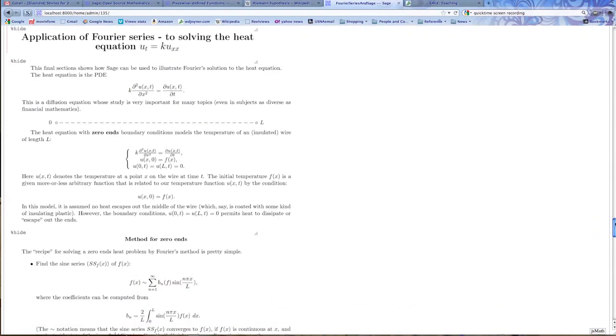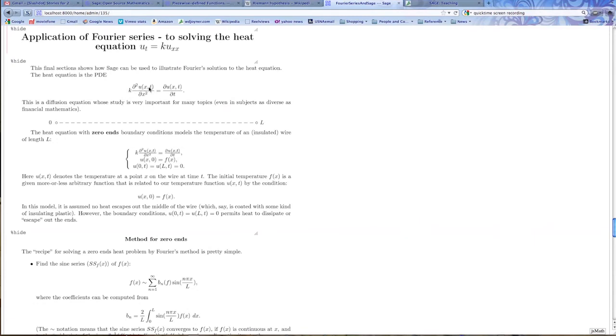Finally, we're moving on to the most difficult application: to solve the heat equation using Fourier's method. The heat equation is a partial differential equation, PDE. That means you have a differential equation in a function, u in this case, and we're trying to solve for u. So we have the second derivative of u with respect to x and the first derivative of u with respect to t, and they're supposed to differ only by a constant factor k. This k is a positive constant. It's called the diffusivity constant.